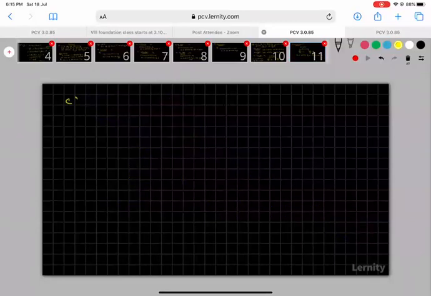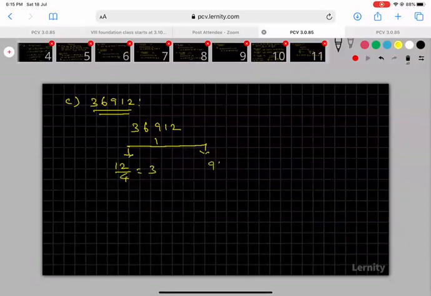Okay, problem number C, 36912. So I am taking 36912 here. I am checking: 12 divided by 4 means 3 times. Here 912 divided by 8, this is 114. Okay, so both are divisible, it is divisible by 4 and 8. So this is not an answer.